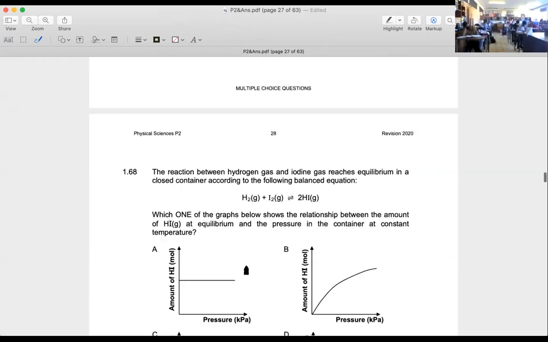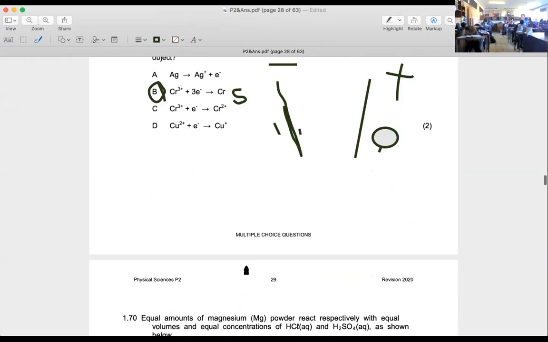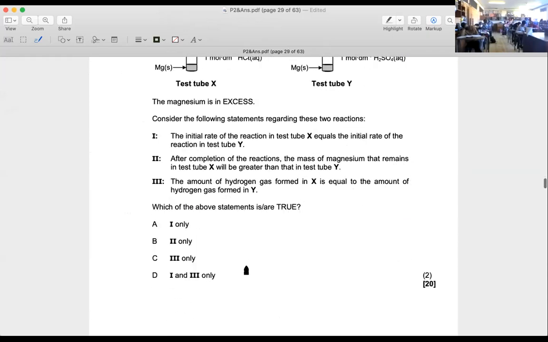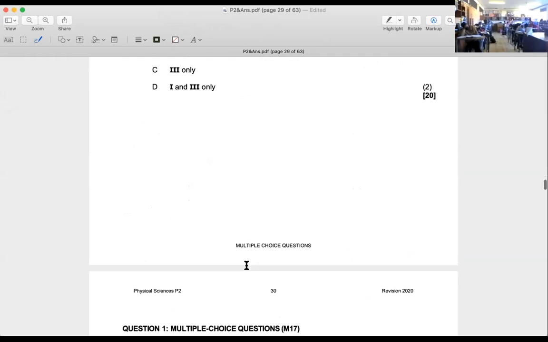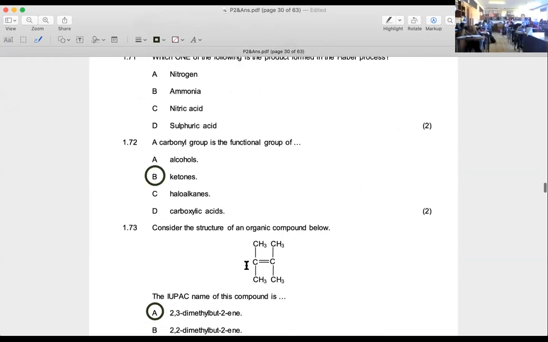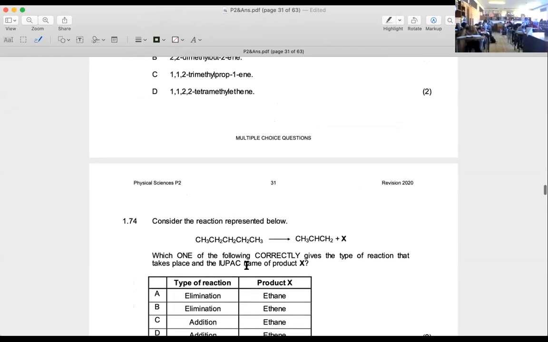I hope you find it easy. And you know what? If you didn't find it easy, go and look through it. See what you don't understand. And then that's what we've got WhatsApp for, to ask questions.